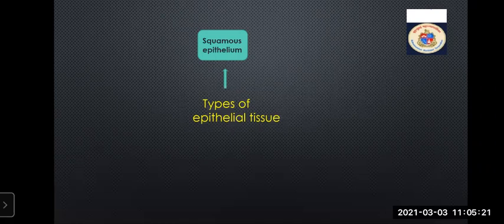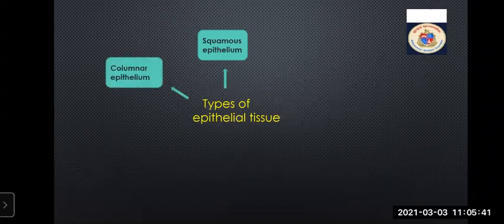Where is it found in our body? The inner lining of our body. Say, if we open our cheeks, inside the cheeks, the inner part, a very thin layer of this squamous epithelial tissue is present. So it forms a protective layer around the tissues.